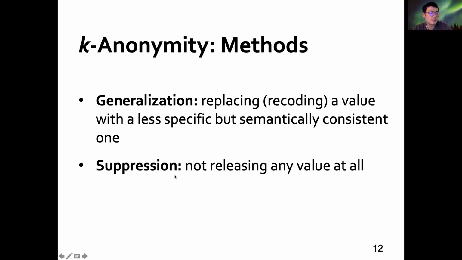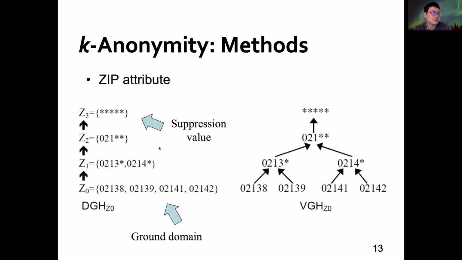And the other way is suppression, which means, hey, I just don't release that attribute value at all. I put a dash there. I say, hey, I don't want to release that. It's not available.